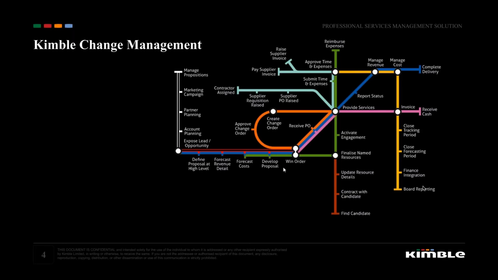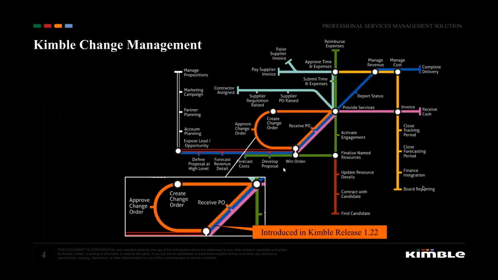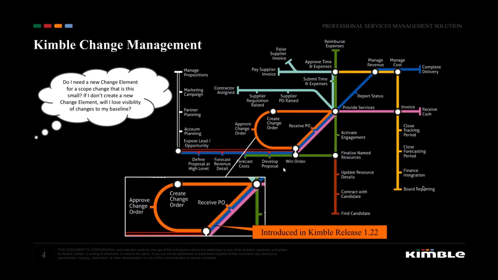I'm displaying the Kimble subway or tube map, and I put some special emphasis on this orange loop, which we will follow whenever a change in project scope arises. Scope change inevitably brings up certain questions. Questions like, do I need a new change element for a scope change if it's this small? If I don't create a change element, will I lose visibility of changes to my baseline?